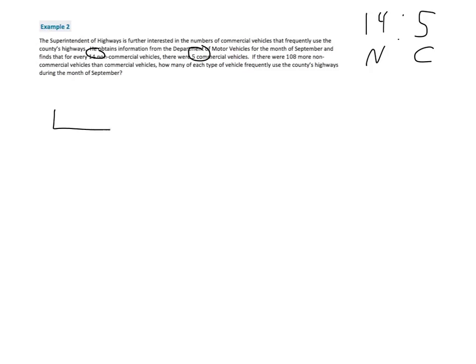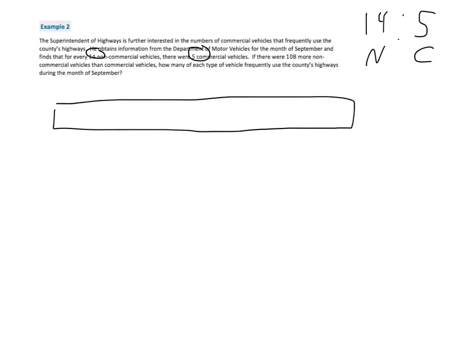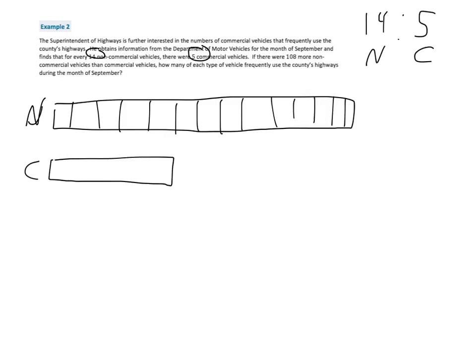Well, I will have 14 non-commercial vehicles. I'm going to need a long tape diagram for that one because that's a big number. 1, 2, 3, 4, 5, 6, 7, 8, 9, 10, 11, 12, 13, 14. Well, I have 14 non-commercial vehicles, and now I need my commercial vehicle one. So that's going to be 5. And there it is, 1, 2, 3, 4, 5. So we have our ratio of non-commercial vehicles to commercial vehicles.